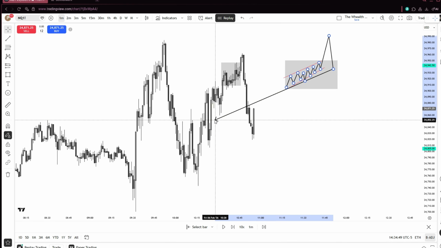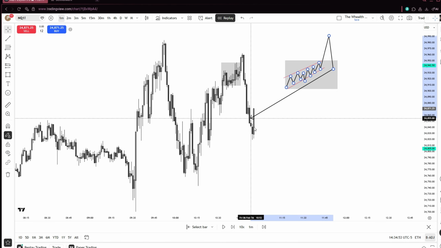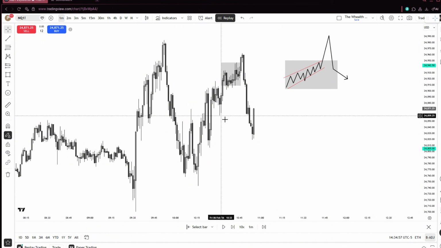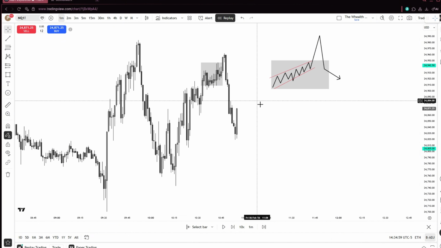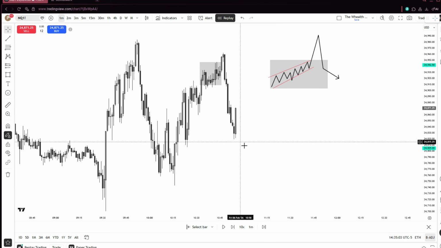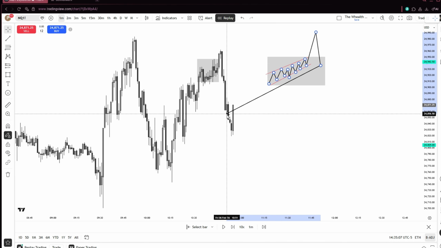What I saw is this accumulation sweeping out this low inside of this fair value gap, and then we got this IFVG back up: accumulation, manipulation down, sweeping out this low inside of this fair value gap, inversing this.